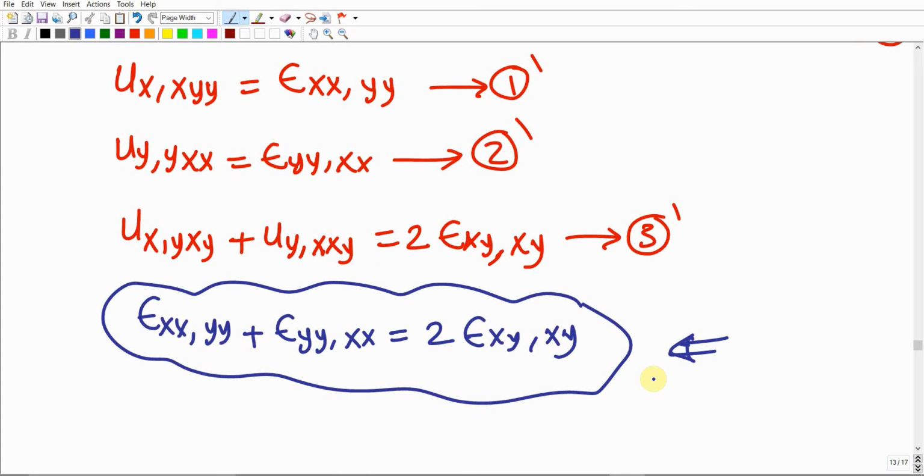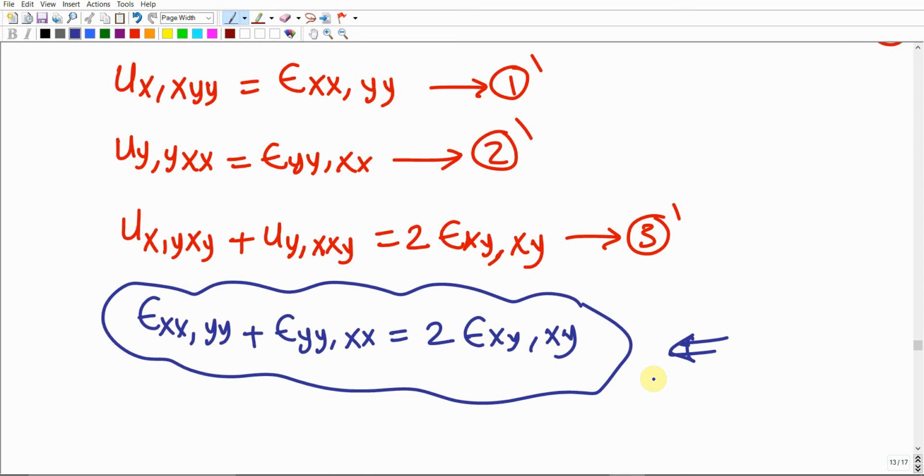And assuming that you're already working in 2 dimensions, like this case, you do have epsilon xx, epsilon yy, epsilon xy, and I'm required to solve for ux and uy. Before you solve, you should test, investigate, and examine whether the strain field that is given to you is compatible or not.